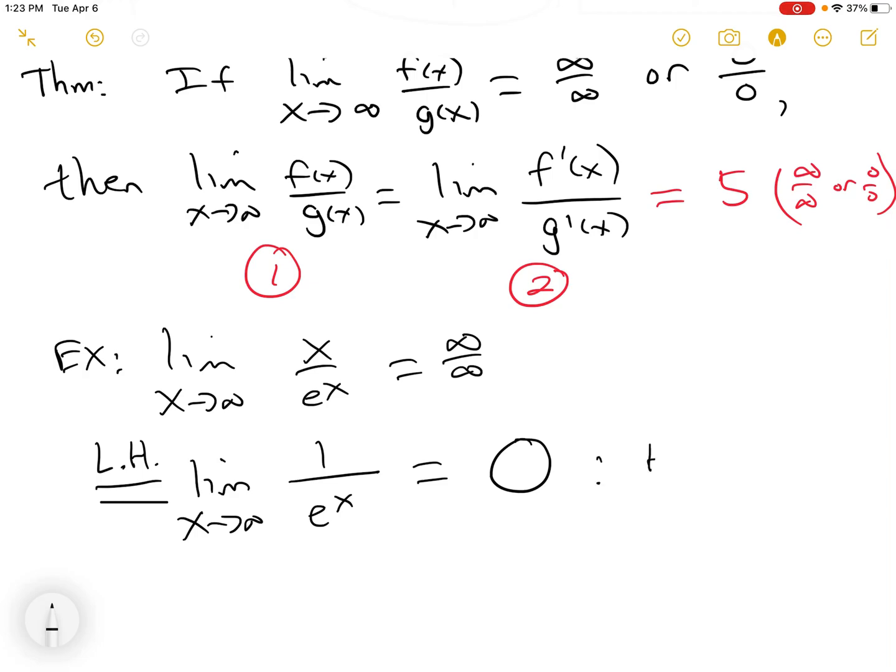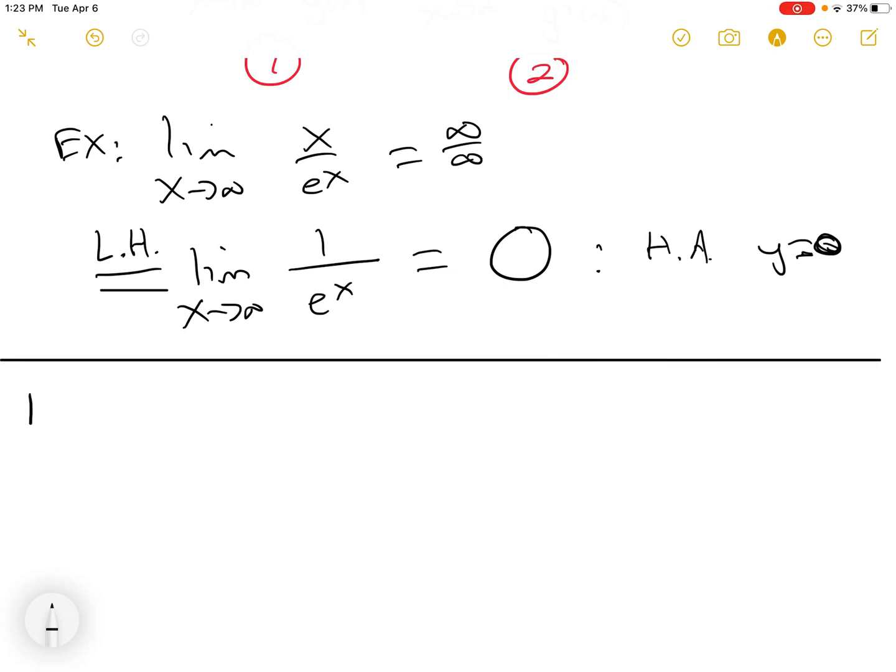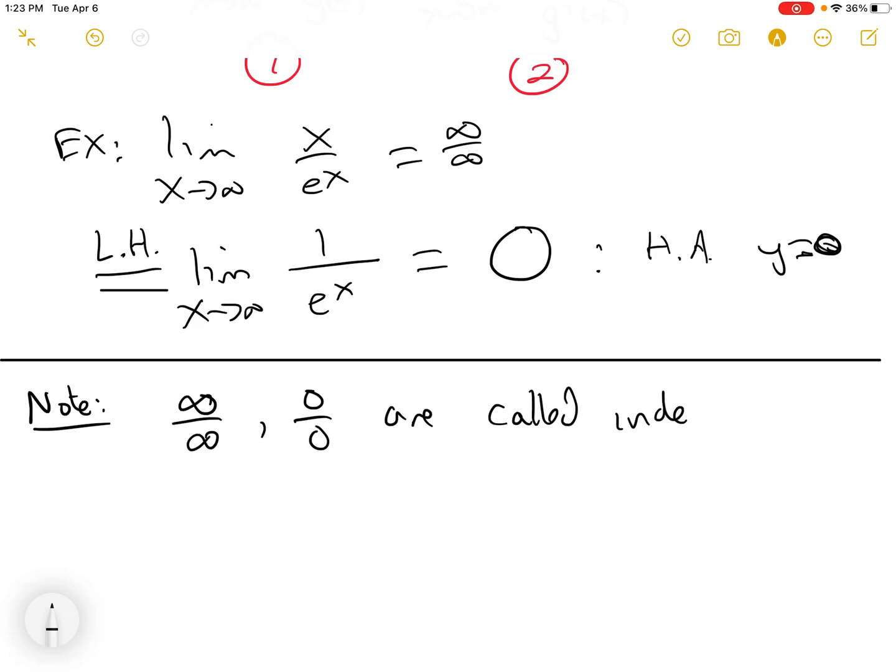And this also tells you that you have a horizontal asymptote at y equals 0. So what's important to note here is that infinity over infinity and 0 over 0 are called indeterminate forms. 0 over 0 is not 0 or 1, and infinity over infinity is not 1. It's undetermined, or indeterminate, right? So these are indeterminate forms.